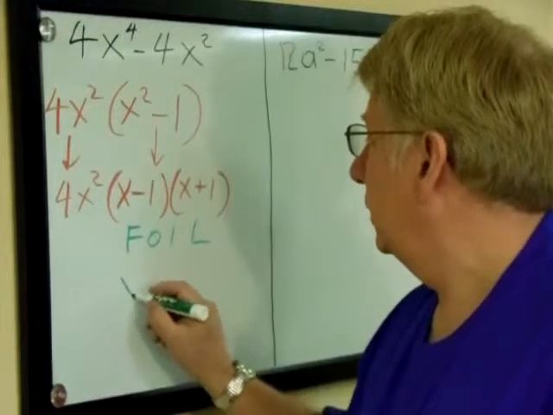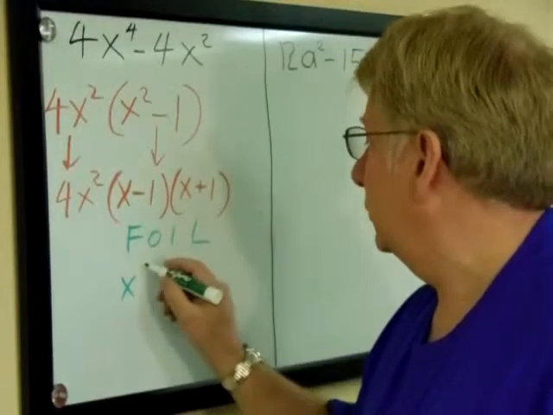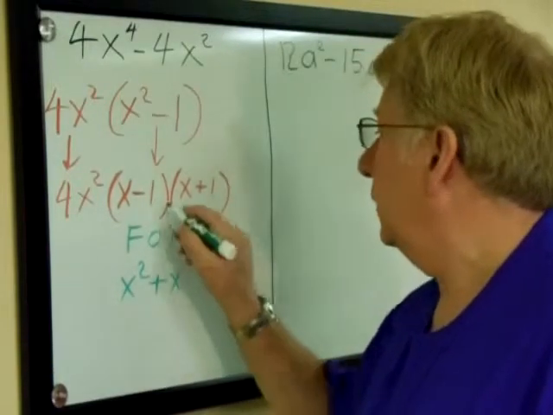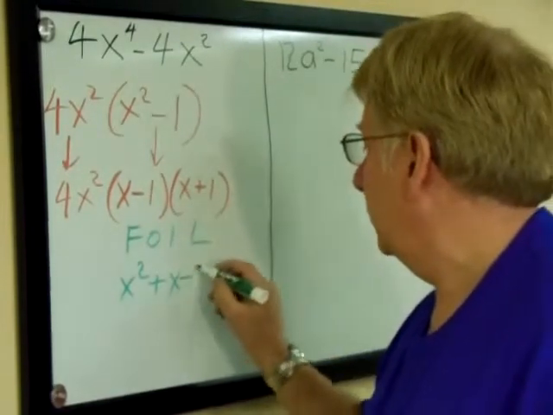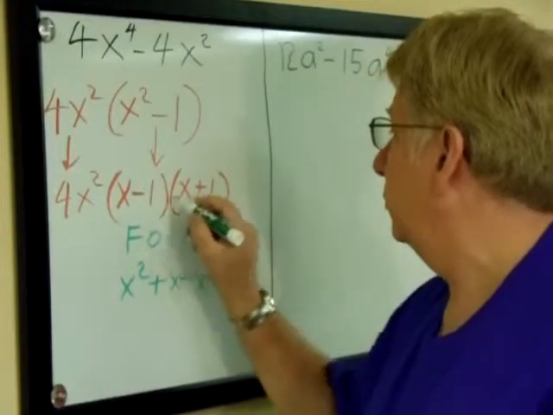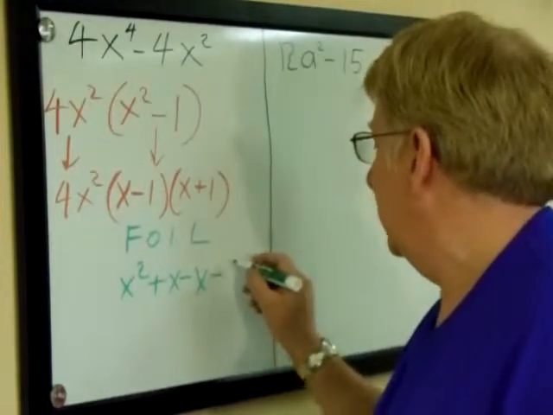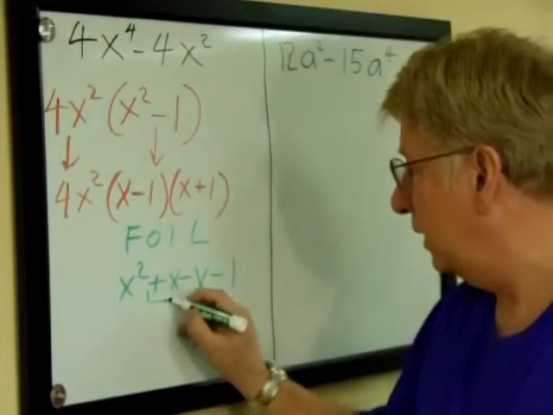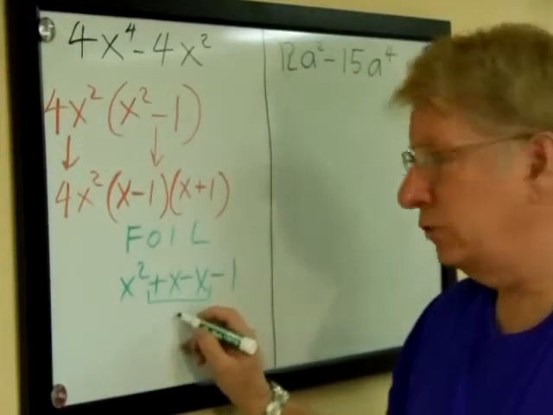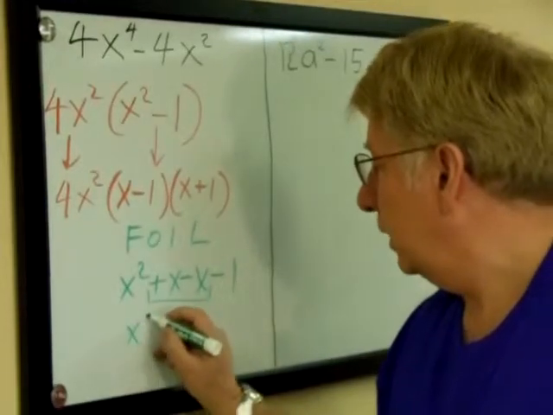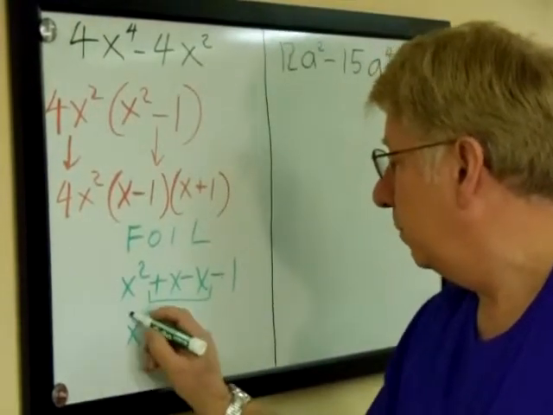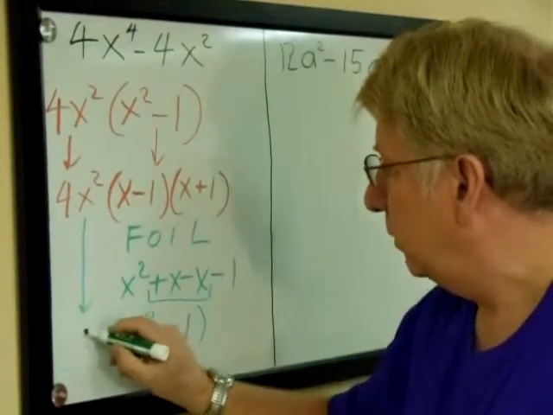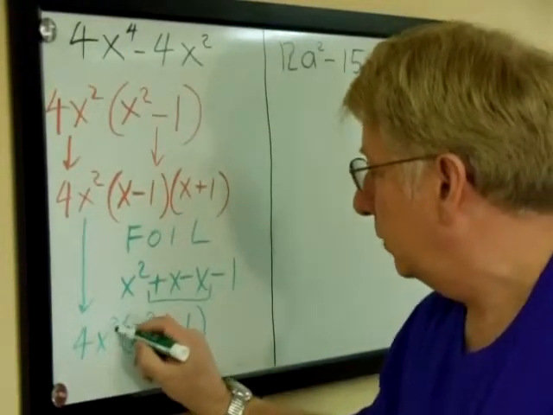I'll end up with first x times x, outer x times 1, inner minus 1 times x, last minus 1 times plus 1, which is minus 1. Now these two, plus x and minus x, will cancel each other out and give us a 0. So we're left with just x squared minus 1. And we still have that greatest common factor. We bring that down, 4x squared.